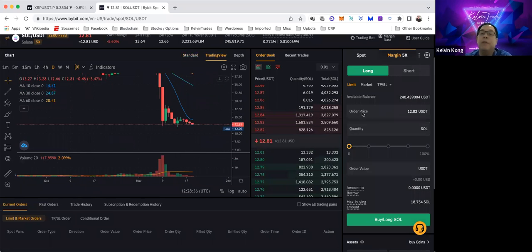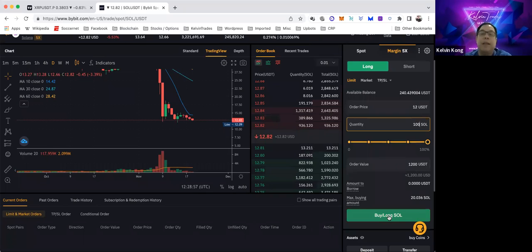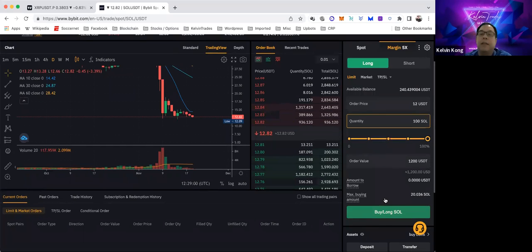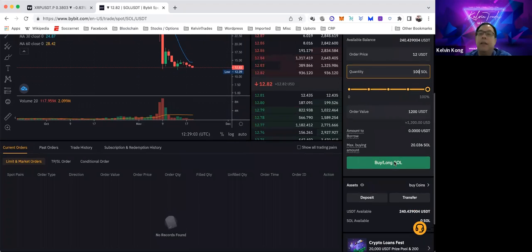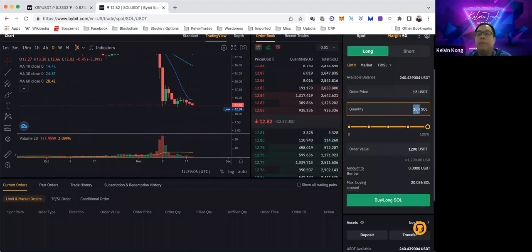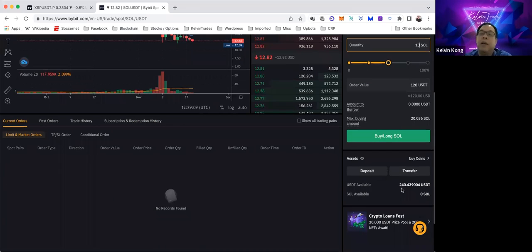You want to buy at $12, so just type order price $12. How many Solana do you want to buy? 100, whatever. So this is the price that you're going to pay, if the price reaches your order price, $12. If you're okay with this, then just click buy. So let's say I want to buy 10 Solana, so $120. In my account, I have $240, so obviously I can buy. So click buy.